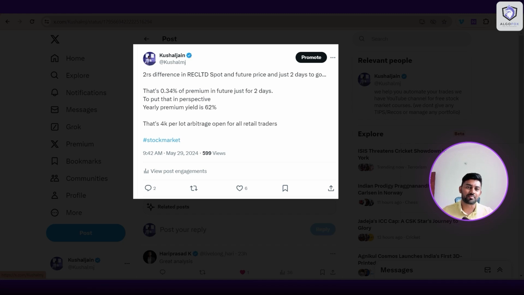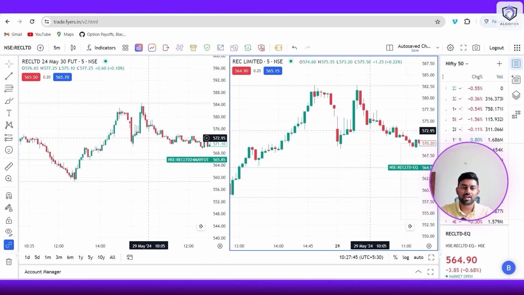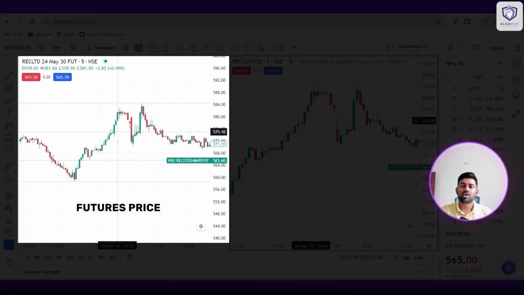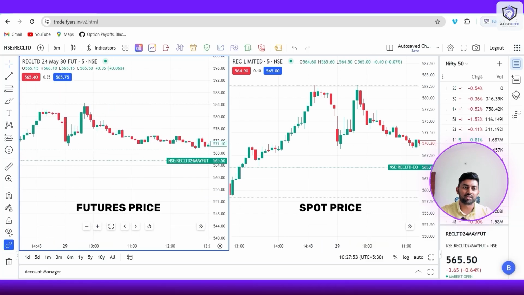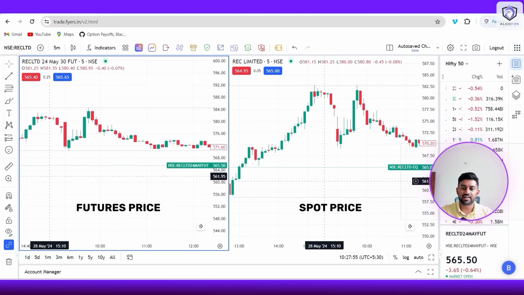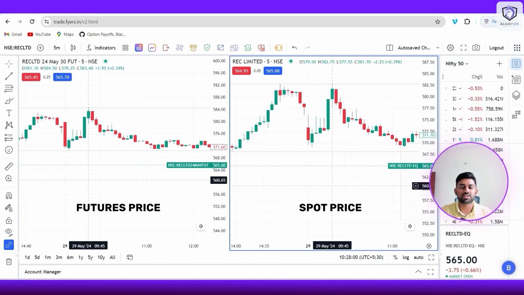Now coming back here, yesterday REC Limited had a difference between spot and future price of more than 2 rupees. In fact, let me directly take you to the chart. So this is the chart. On the chart, that is 29th May yesterday, on the left side I have future price. On the right side, I have spot price. Let me zoom in a little bit on the future price as well, and we will mark the closing price of spot and futures vis-a-vis.